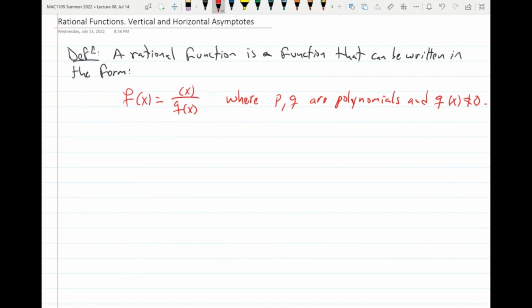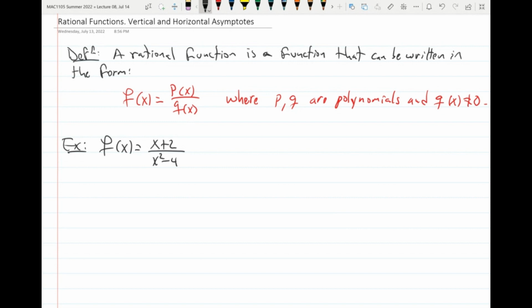All right. So these are the type of functions that we want to study now. So, for example, an example of a rational function would be x plus 2 over x squared minus 4, something like this. This is just a fraction where the top is a polynomial and the bottom is a polynomial.